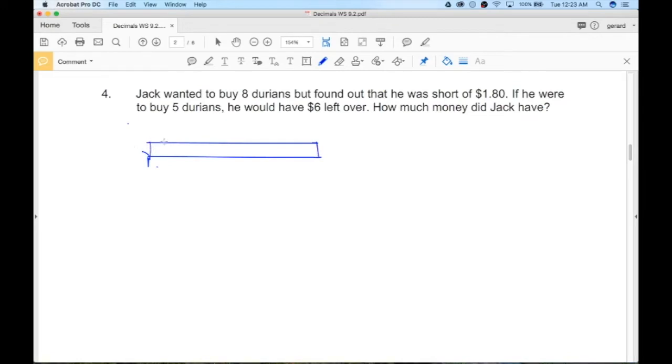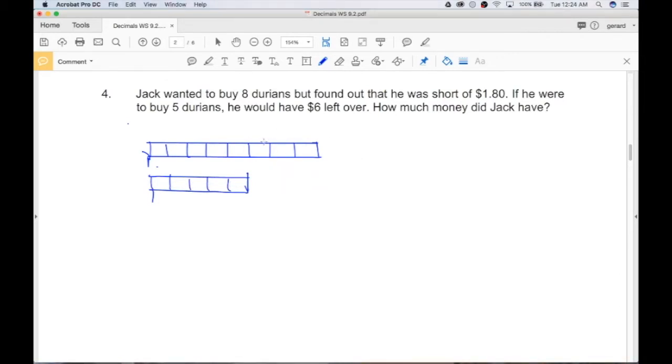Okay, so for this, he had 8 units, right? Okay, this shows 8 durians. He wanted to buy 8 durians, he was short of 180. So we don't really know how much is that. Then the next one is 5 durians, right? 1, 2, 3, 4, 5 durians. Okay. Chop, chop, chop, chop. Okay, now he will have $6 left over.